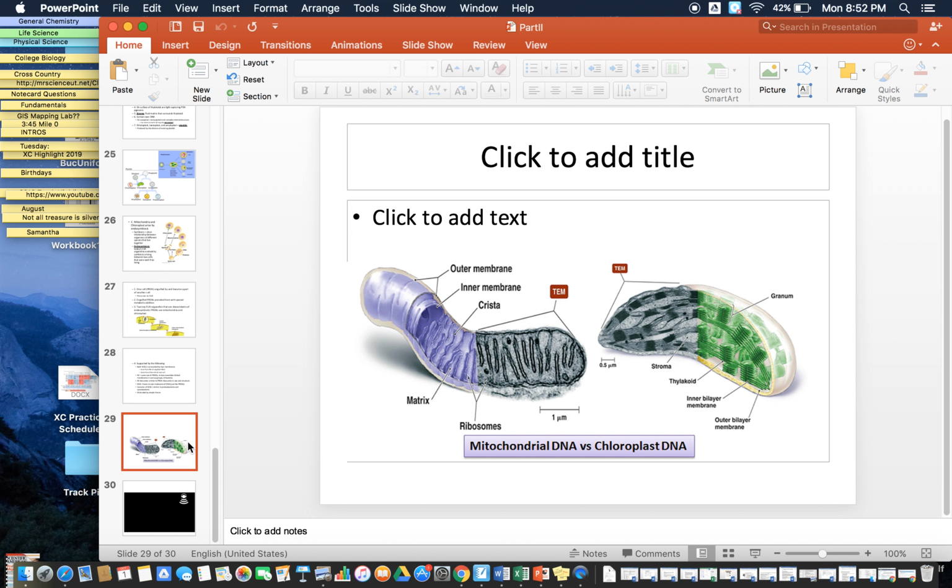Okay, I have two more slides here, and then I'm done lecturing. Sorry about the wasted time with the technical difficulties. This diagram is just showing mitochondrial DNA versus chloroplast DNA. This is a cartoon diagram with the transmission electron microscope, so the electrons are traveling through the specimen, giving you a 2D image. And you can see that there are lots of inner folds in here. Here are the stacks of thylakoids forming your grana.